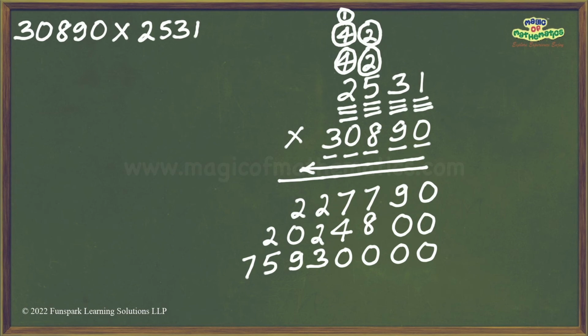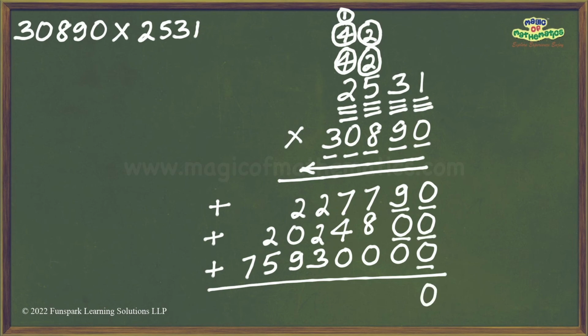Now it is time to add the results of the multiplications that I have performed. 0 plus 0 plus 0 is 0. 9 plus 0 plus 0 is 9. 7 plus 8 plus 0 is 15. I retain 5 and carry forward 1. 7 plus 4 plus 0 is 11. Adding this 1, I get 12. I retain 2 and carry forward 1.